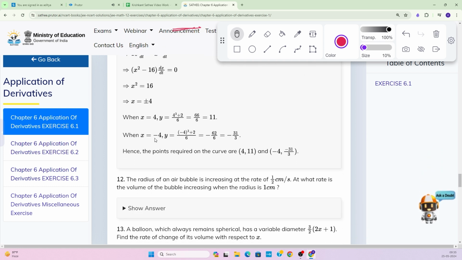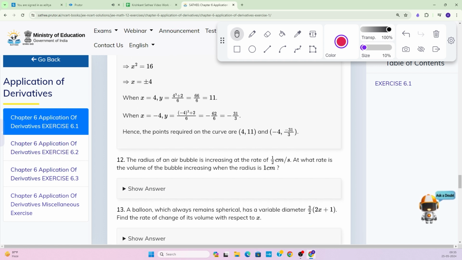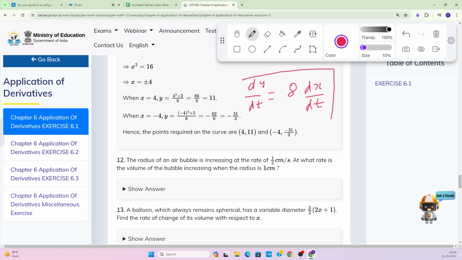Now putting x equal to minus 4, it will be minus 62 divided by 6. This means minus 31 by 3. Hence the points will be 4, 11 and minus 4, minus 31 by 3. Simple. The main point was to crack the information about the rate. This means dy by dt is equal to 8 times dx by dt. The only thing you have to crack in this question is this. If you can interpret this from that statement, then you can get your answer very quickly.